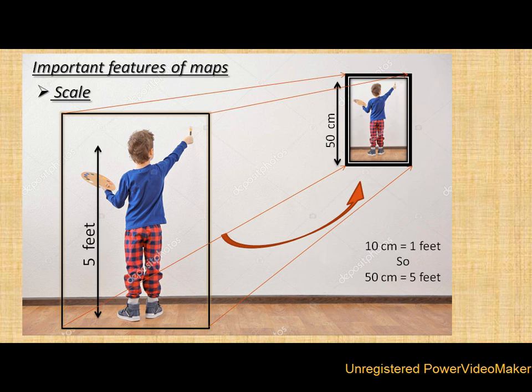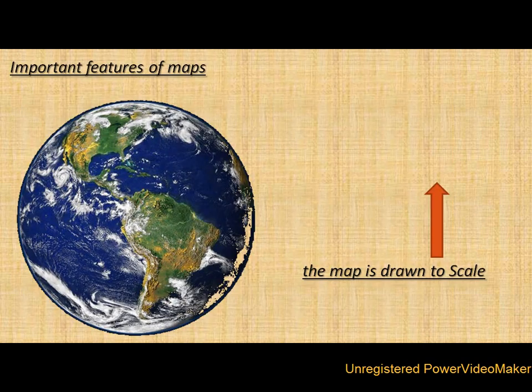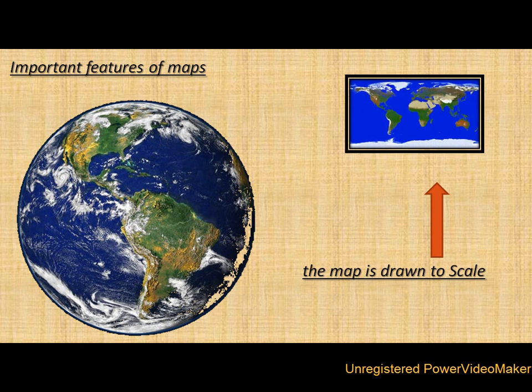This way every picture that we are going to make about earth is on scale. Means the big earth's picture we are going to put in an A4 sheet with the help of a measurement. That measurement is called scale. Therefore we can say that the map is drawn to scale.